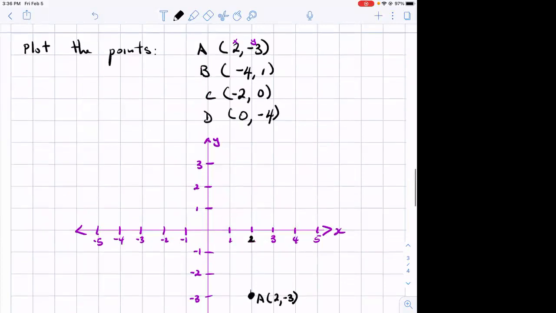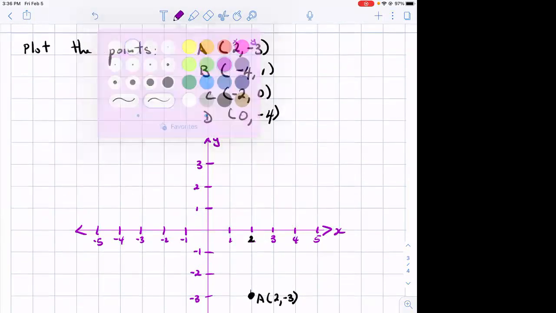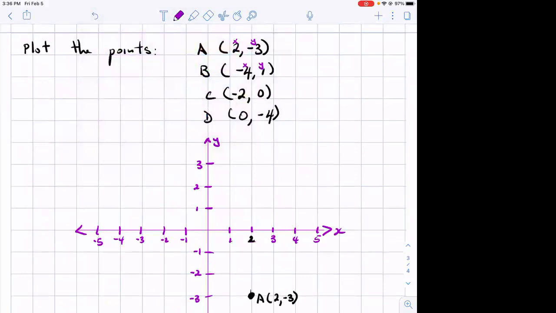If we look at the point B, this is x, that's y. So x is negative 4. So I go to negative 4, okay? And then the y value is positive 1, so I go up 1 unit. So this here will be the point B, which is negative 4 comma 1.